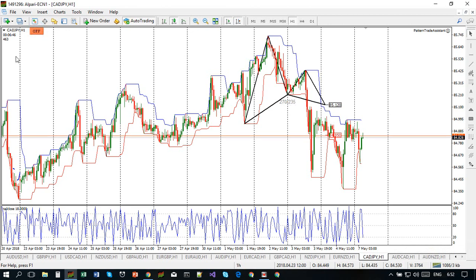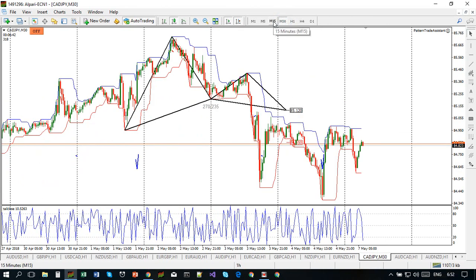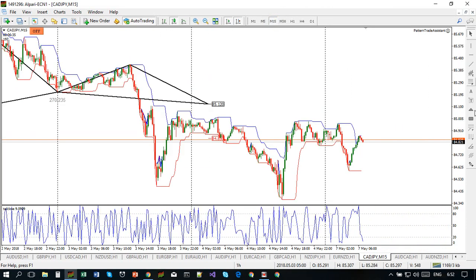For example, 23.5 is less than 46.3, so we go here. 31, we go to 15 minutes. And within this zone, we see this stuff. It was a loss, I suppose, but it doesn't matter. I simply tried to explain you the rules.